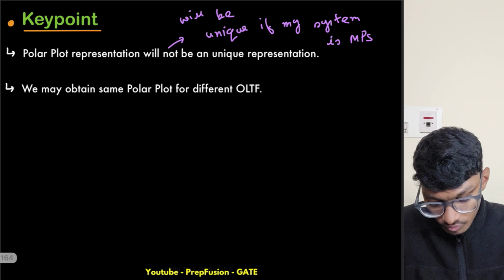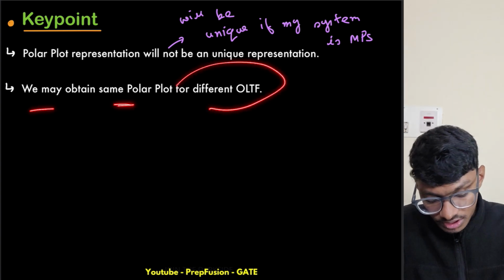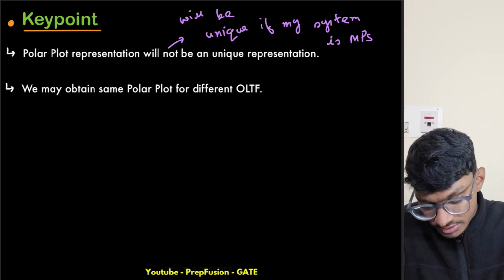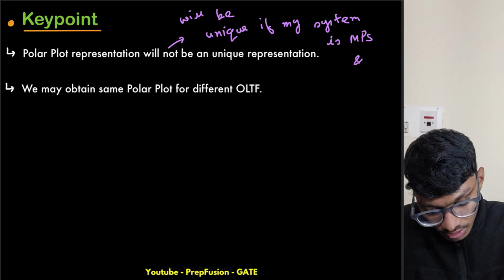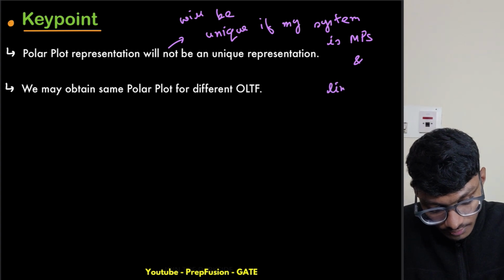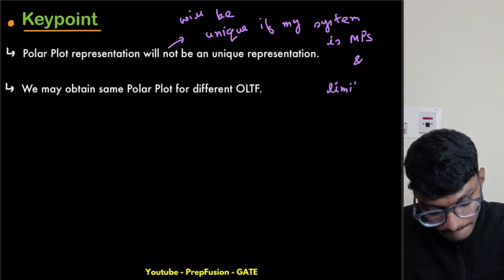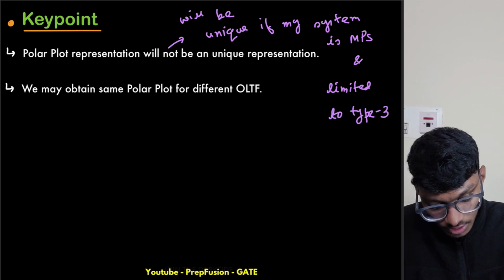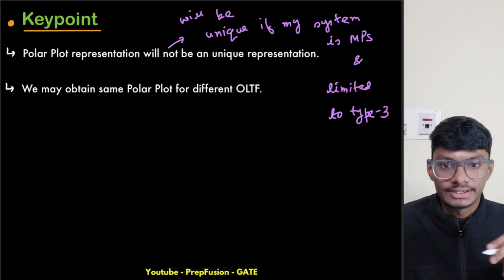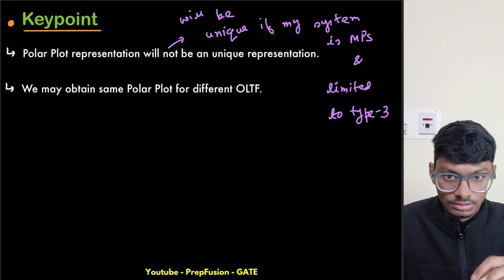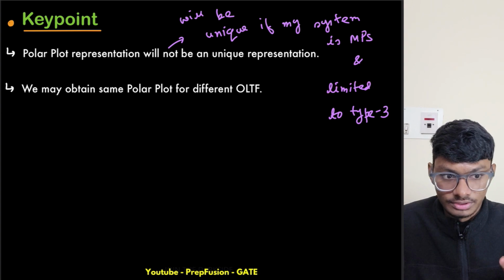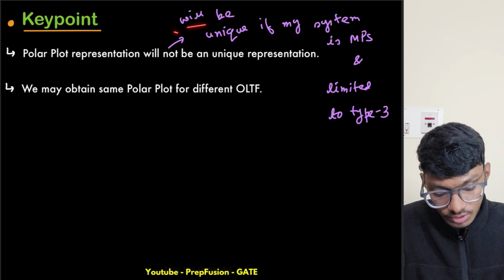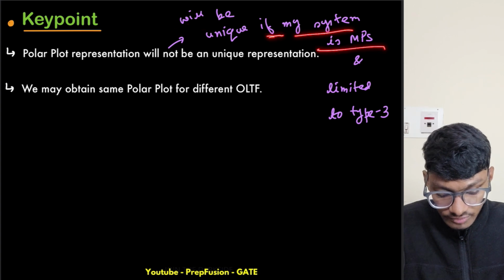So we may obtain the same polar plot for different OLTFs, for minimum phase and non-minimum phase systems, and it is limited to type 3. After type 3 it may repeat, because there is some cycle of 360. Again we'll get some plus 90 over there. So it will be unique if my system is a minimum phase system and limited to type 3.